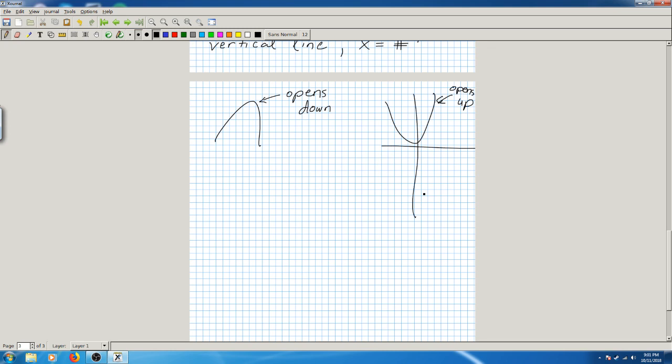Now, if it opens upward, if we look at the y-axis, we call this a minimum y value because the curve gets to about this low a y value and it only goes up from there. So this guy has a minimum. This guy, on the other hand, has the opposite. It starts off at a maximum y value and it only goes down from there. So that guy has a maximum y value.